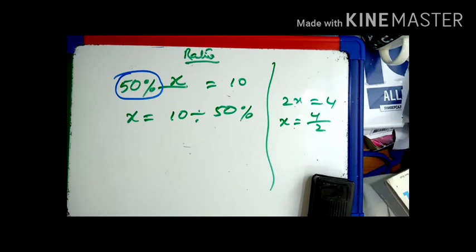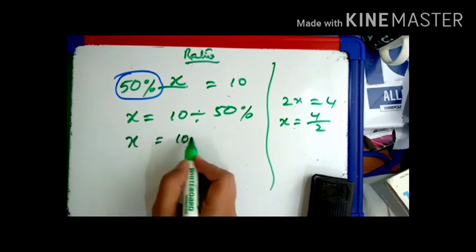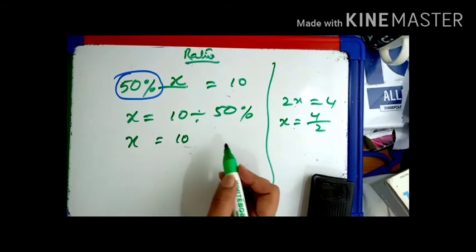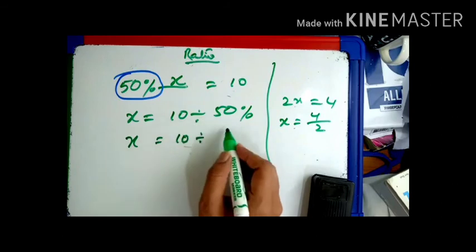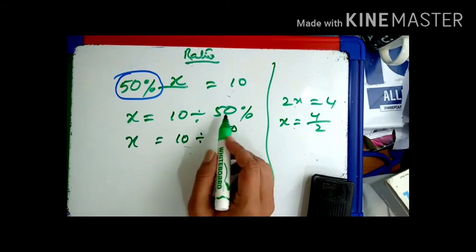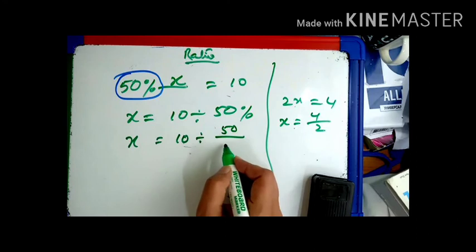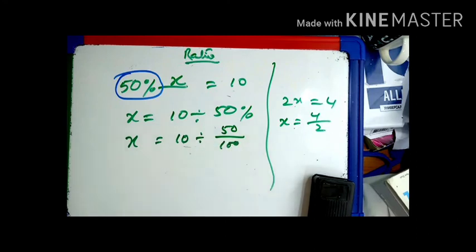How to write 50%? Now tell me how to write 50%. 50% means 50 over 100. 10 divided by 50 is 5. Yeah, that you will do later. First, tell me what is 50%. 50% means 50 over 100. Got it? Yes, 50 over 100.